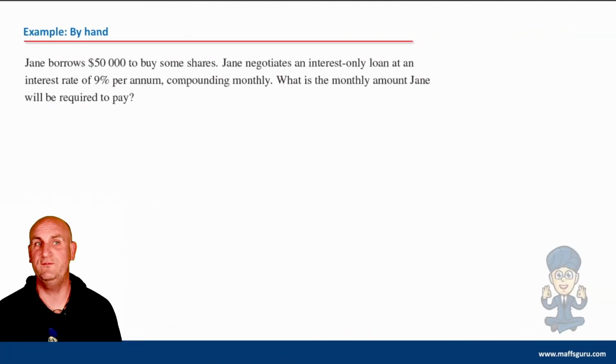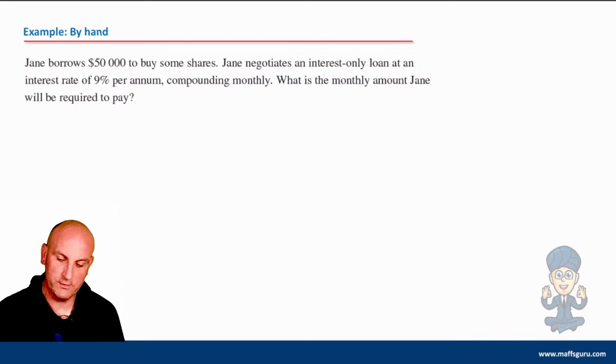So Jane borrows $50,000 to buy some shares. Thankfully not Bitcoin. That would be terrifying. Who actually, Jane, lend me $50,000, right? I don't have. Moving on. Jane negotiates an interest-only loan. So obviously that's there to help you identify which part of the maths at an interest rate of 9% per annum, compounding monthly.